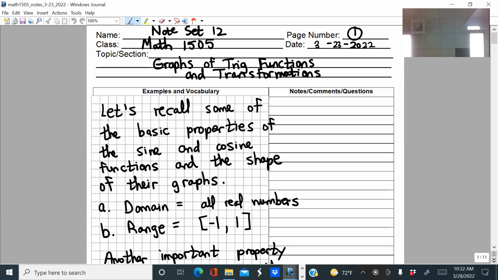And remember, those curves are oscillating, right? They're going up and down. They cross over the x-axis many times, and they have many peaks and valleys in them. But their range, just the portion of the y-axis that is consumed by the sine and cosine curve, is just -1 to 1. So the basic sine curve never goes above 1 or below -1, and same thing for the cosine curve.